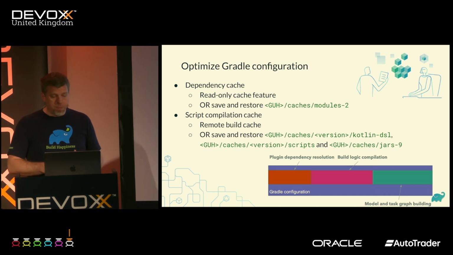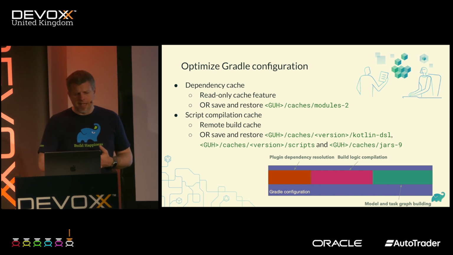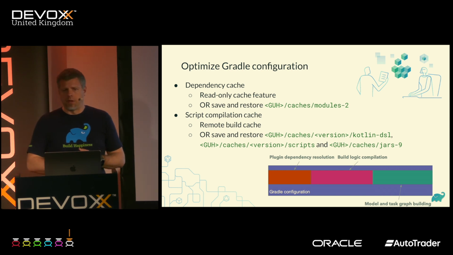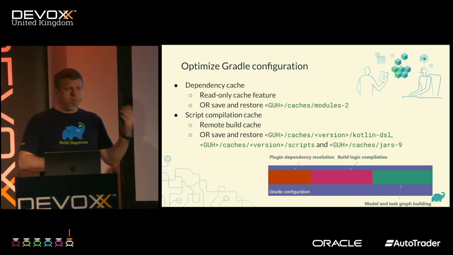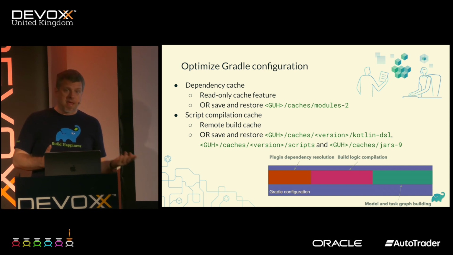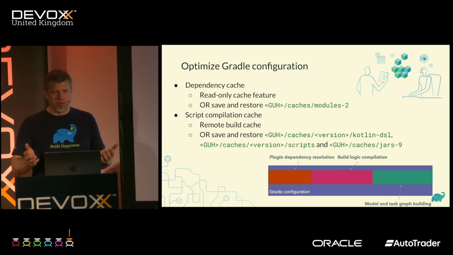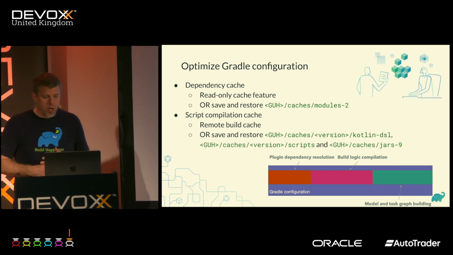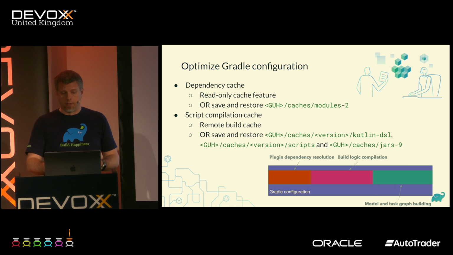Then we've got the script compilation cache. I guess I kind of sold the problem there. But the remote build cache is one solution, maybe, right? In the case of Groovy script compilation, if you have lots of simple Groovy scripts, maybe not. Or again, save and restore.